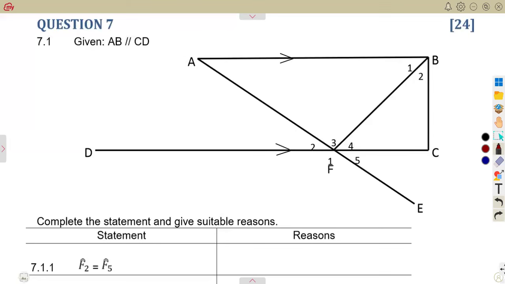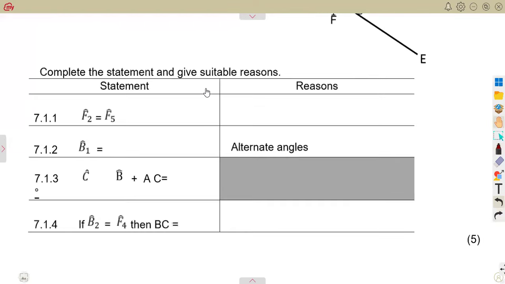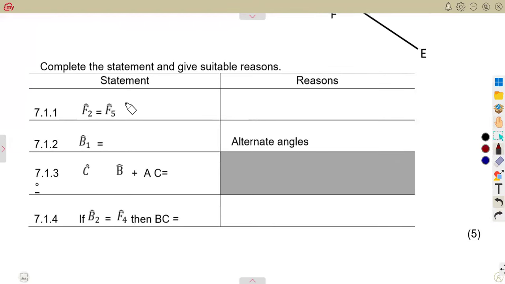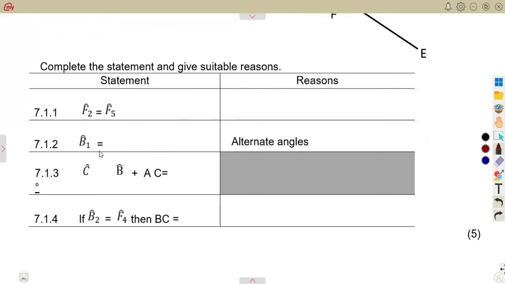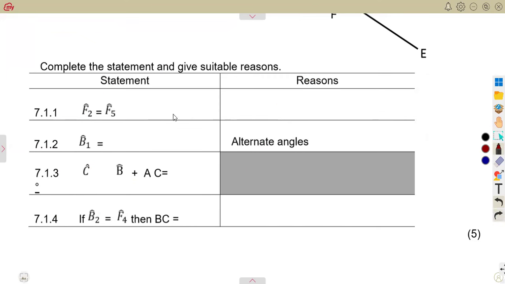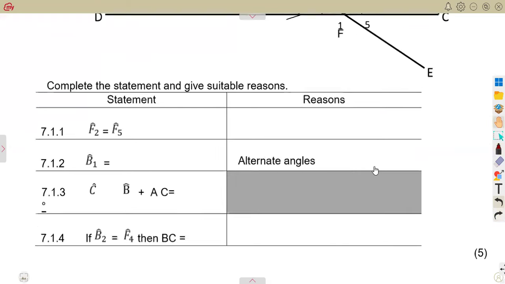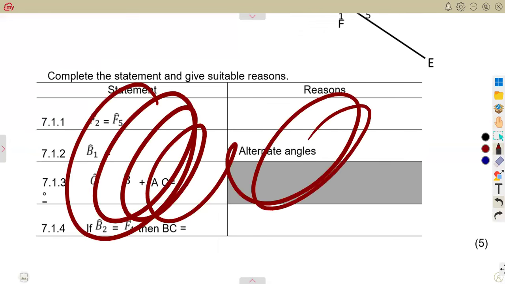From there, the question was to complete the statements and give suitable reasons. There are statements here, some are completed, some are not. You need to complete this and give reasons where reasons are not given. So let us consider, already you're given a step. In this case, you're not supposed to think anything. You're supposed to think along what you're given.